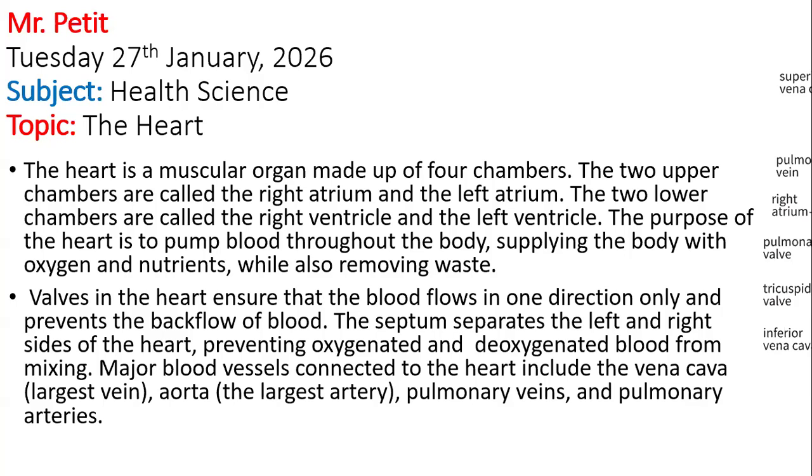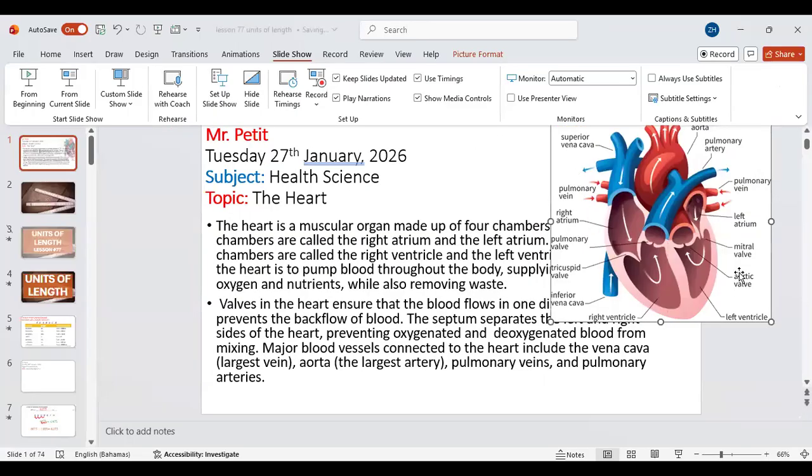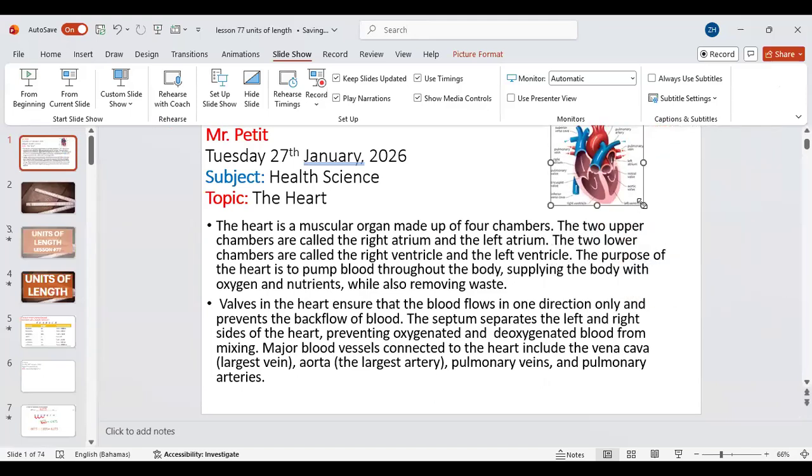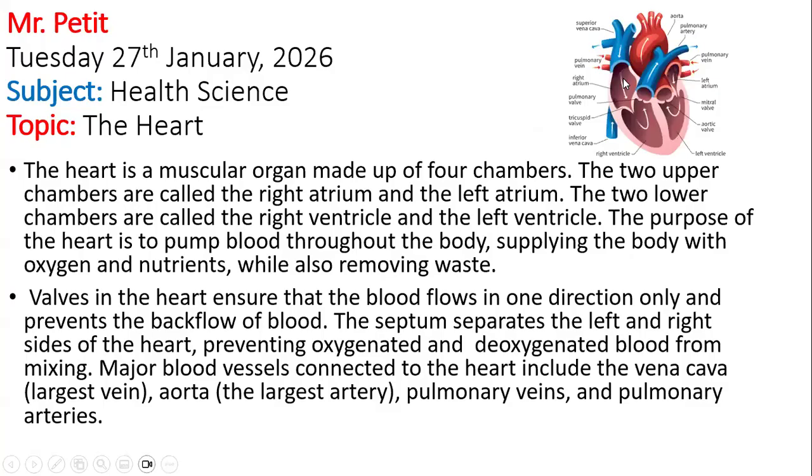So let me go ahead and show you all the picture, this diagram. Right atrium is going to be the first part where you're going to get the deoxygenated blood coming from the inferior vena cava and coming from the superior vena cava. Which region is going to be that first region that gets it? The right atrium. Very good.